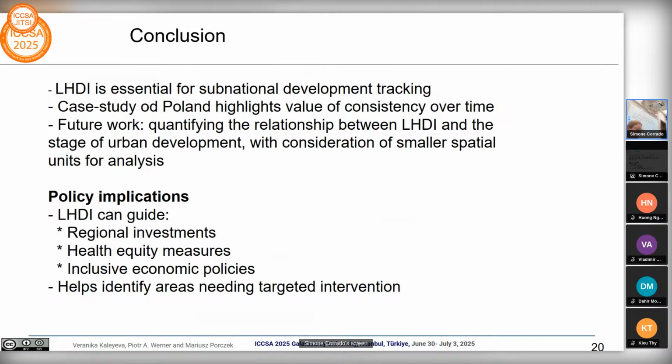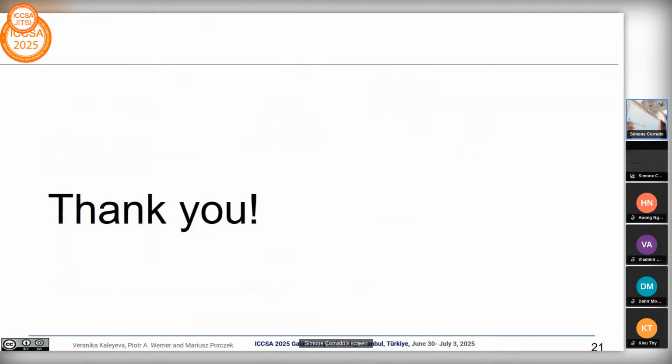The general findings suggest the need for targeted health investments and continuous support for education equity, and addressing wealth concentrations through inclusive policies. Thank you very much.